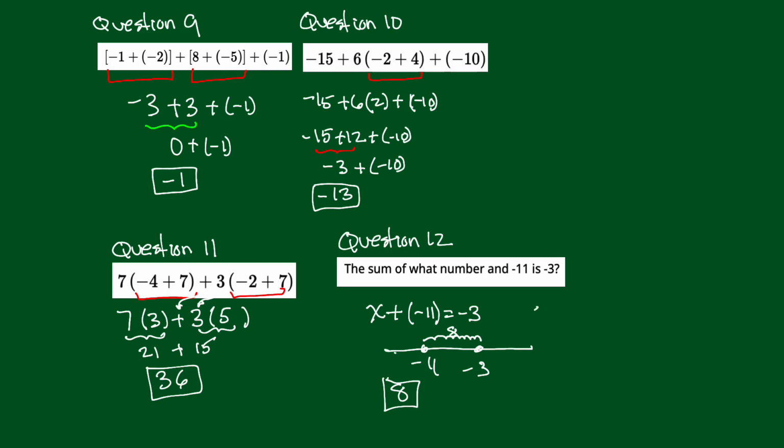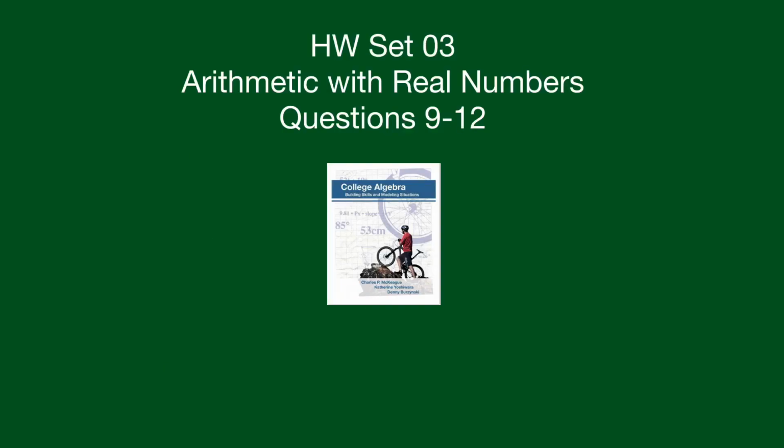Now just check it. 8 plus negative 11. I'm adding two numbers with opposite signs, so just run a subtraction. Absolute values, 11, the larger minus the smaller. 11 minus 8 is 3. Larger absolute value is negative, so I'm going to write a negative 3. So that's the end of this little section for questions 9 through 12.